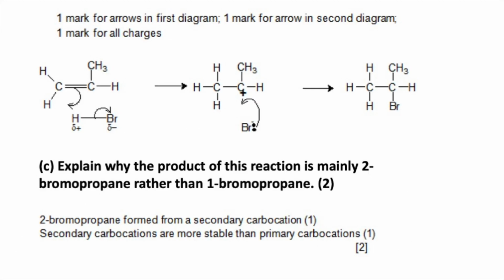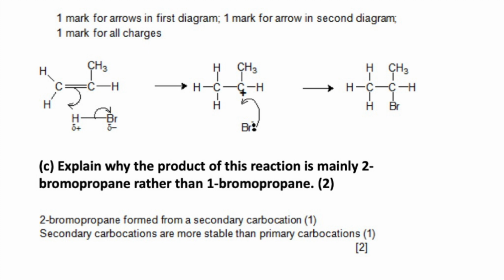Now the mechanism is worth 3 marks here. 1 mark is given if you have all the arrows correct in the first diagram here. So in other words, a pair of electrons moving from the double bond towards the delta plus hydrogen, and then the bond between the H and the Br breaking with a double-headed arrow moving from the middle of the bond to the Br. There's 1 mark for that.